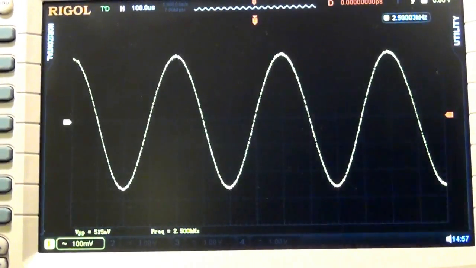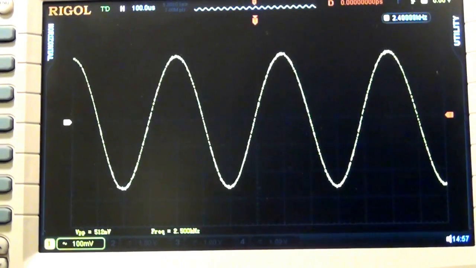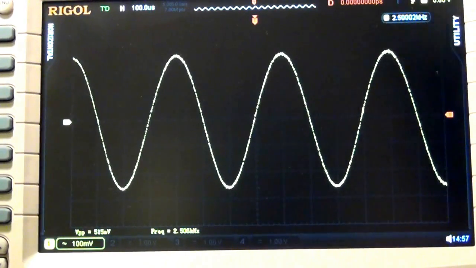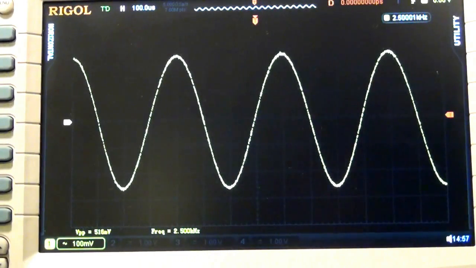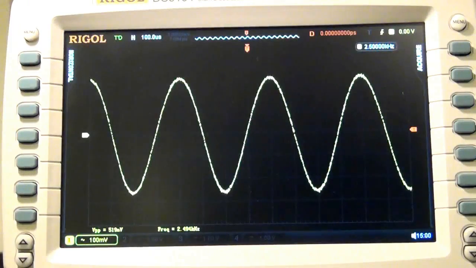There we go. I'm getting about 515. It's a little bit less than that. I suspect one of the reasons is because one of the resistors I'm using might not be up to spec. But it's pretty close. We're getting about 515 millivolt peak to peak, and if I divide that by 5, I get just over 100. So we have met our gain requirement. We have just over 100 volts per volt gain from both of the amplifiers combined.